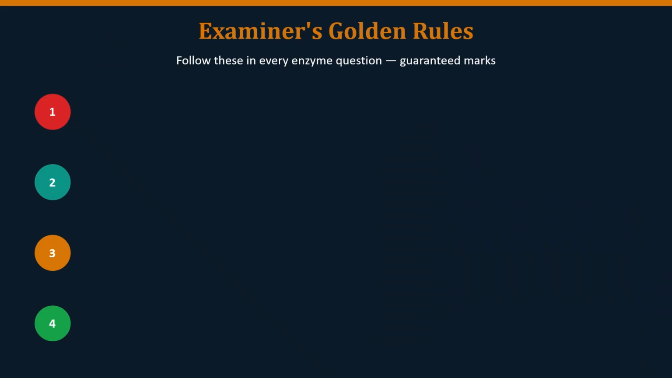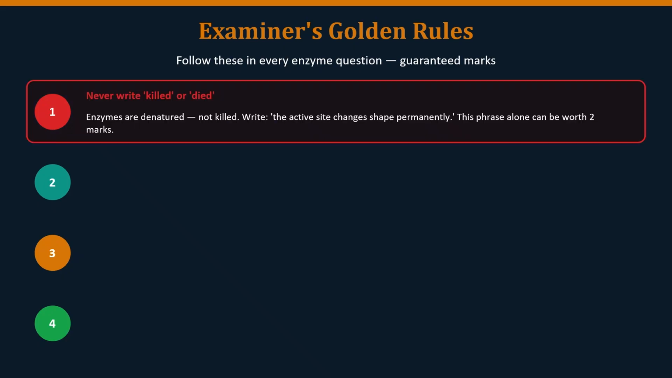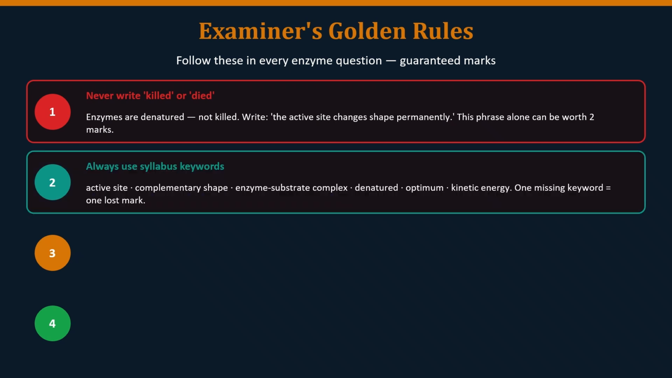Before we finish, 4 golden rules for every enzyme question. Rule 1. Never write killed or died. Always write denatured. Say the active site changes shape permanently. This distinction alone can earn you 2 marks. Rule 2. Always use syllabus keywords: active site, complementary shape, enzyme substrate complex, denatured, optimum, kinetic energy. If even one word is missing when it should be there, you lose that mark.